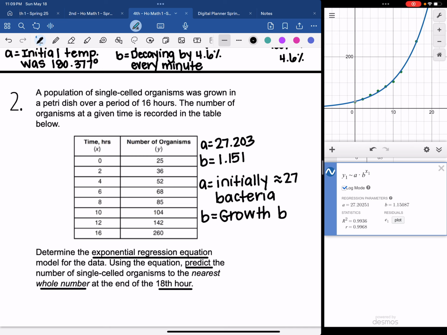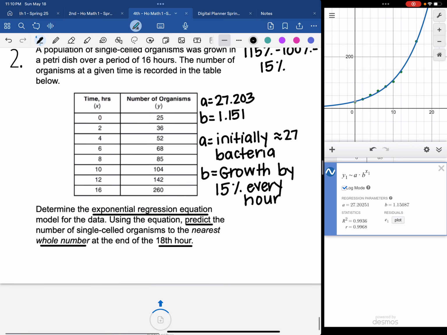And it's a growth by what? So again, we would say 1.15. We'll just leave it at that. Multiply it by 100. And that gives me 115%. Subtract 100. And we would get 15%. So it's growth by 15%. And it looks like it's going every hour. So about 15% every hour that this bacteria is growing.